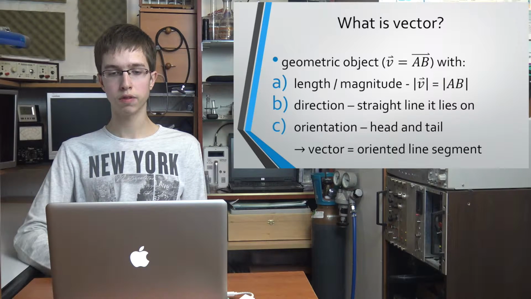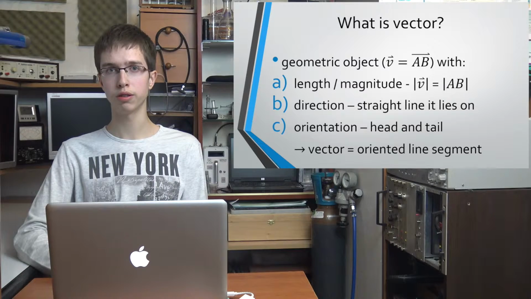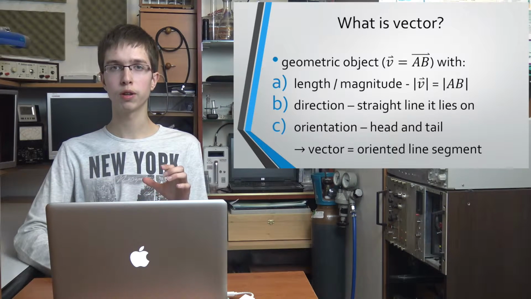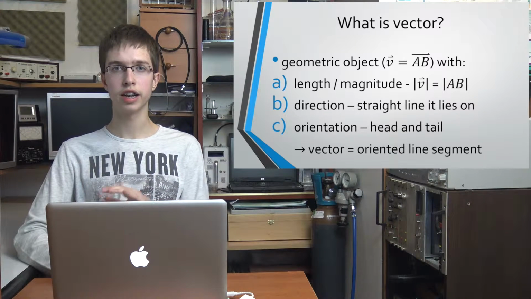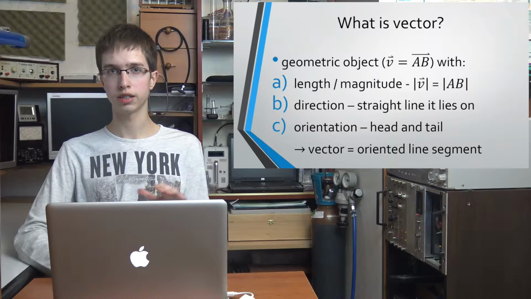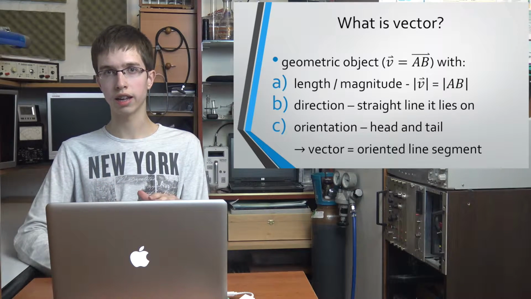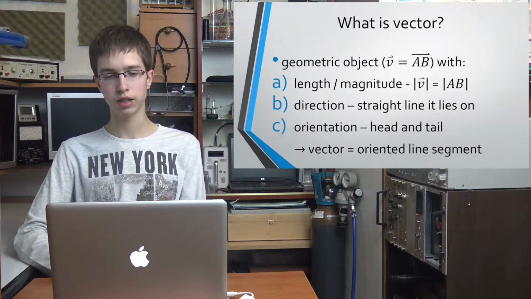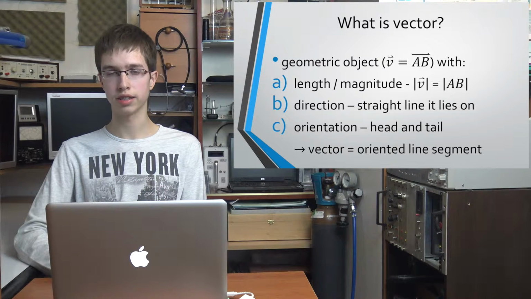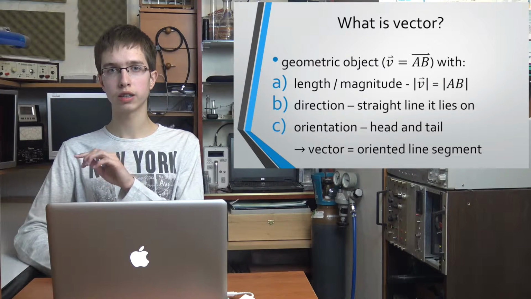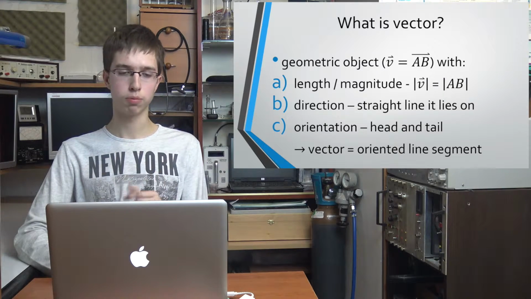Now, properties of vectors. First is length or magnitude, which is the distance between the starting and ending point of the vector, for example AB in the vector AB. Direction is a straight line, the vector's line zone, and orientation: there can be two orientations of a vector lying on a straight line, left or right. So a vector is also called an oriented line segment. It has its head and tail. The head is the part of the vector where the arrow is, and the tail is the opposite part.